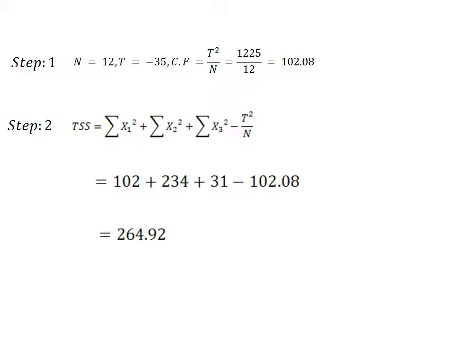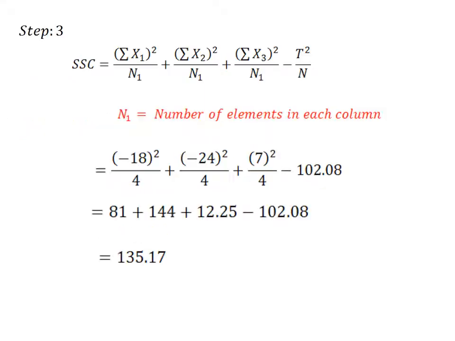CF, that is the correction factor, is equal to t square by n. Replacing t equal to minus 35, square divided by 12, you get 102.08. And the TSS formula is summation x1 square plus summation x2 square plus summation x3 square minus t square by n. Replace the respective values and simplify, and you get 264.92 as the value for TSS, that is, the total sum of squares.